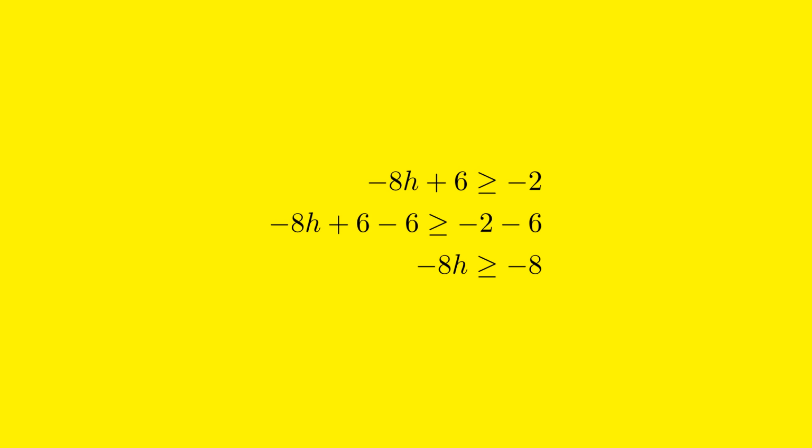the two sides. Starting with minus 8h plus 6 greater than or equal to minus 2, we subtract 6 from both sides, and we get minus 8h plus 6 minus 6 greater than or equal to minus 2 minus 6. Simplifying, the 6 and minus 6 on the left side cancel each other out, leaving us with minus 8h greater than or equal to minus 8. The inequality has now been transformed into a simpler form where we no longer have the constant term on the left side. This makes it easier to isolate the variable h in the next step.